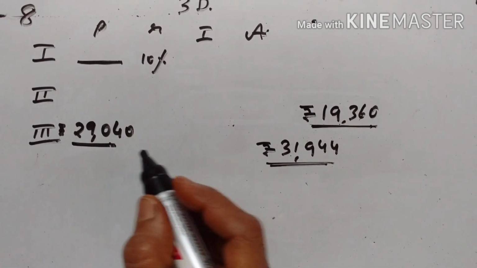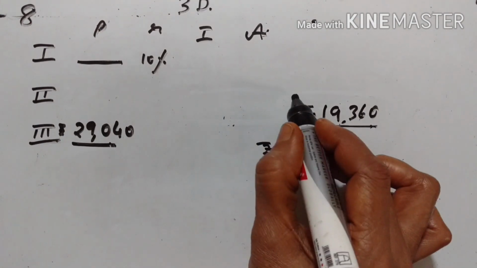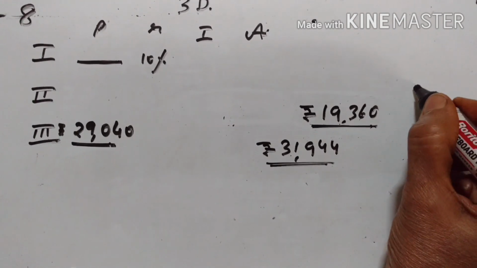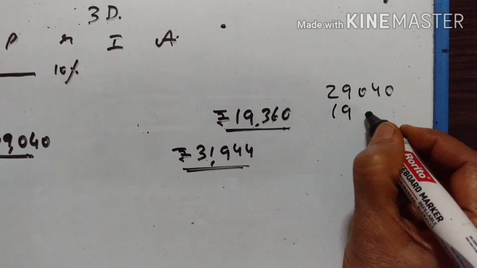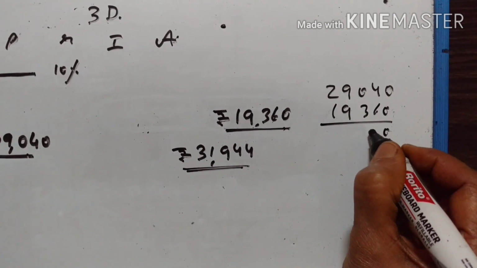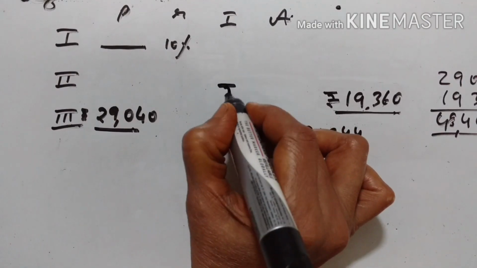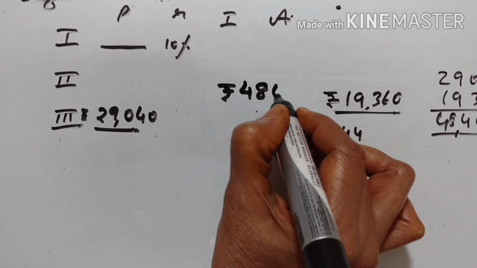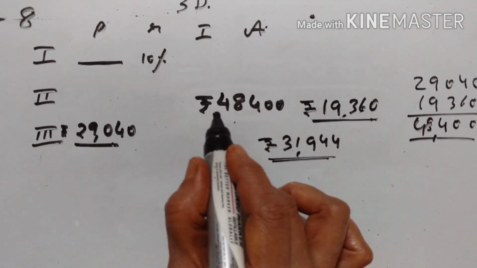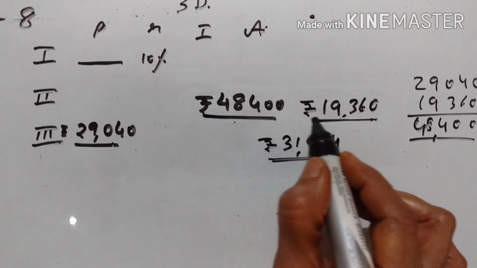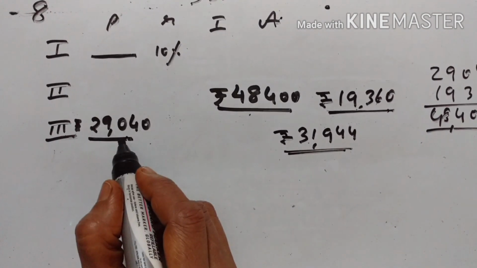Now this is the remainder after paying rupees 19,360 from the amount. So what is the amount? 29,040 plus 19,360 is 48,400. So this is the amount at the end of 2 years. From this amount, he pays rupees 19,360 and the remainder becomes the principal for the third year.